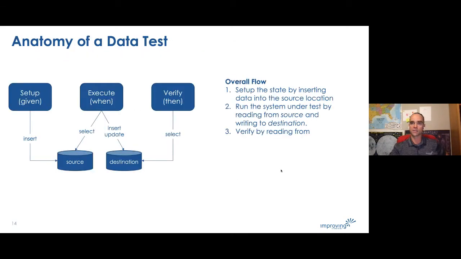And then lastly here is the anatomy of a data test. If you look at this, if you've done automated testing before, you may see something familiar. Given, when, then. This is the anatomy of an automated test or a unit test. Given some state, when I execute some code, then this should be true. And so in data, this is the same.